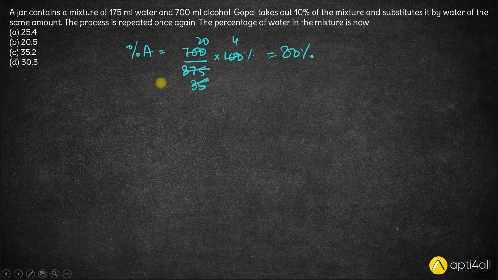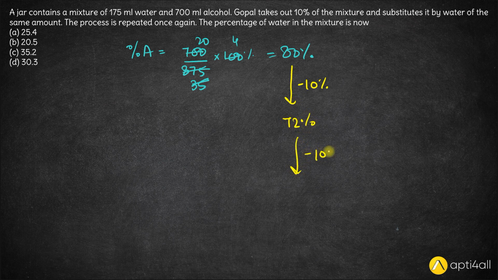Now if 10% is being taken out, the alcohol concentration will reduce by 10%. 10% of both alcohol and water will be taken out, right? But water is added, alcohol is not added. So alcohol's concentration will be reduced by 10% when the replacement is done the first time. So 80 reduced by 10% becomes 72%.